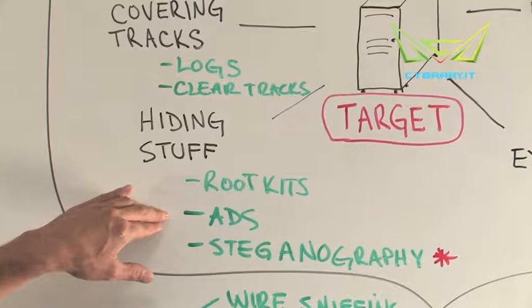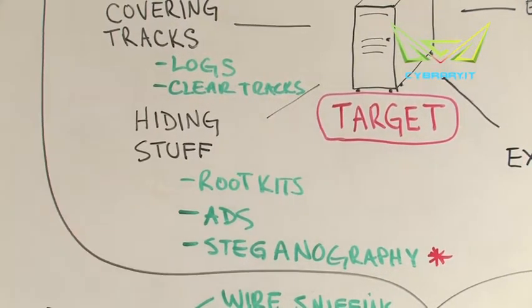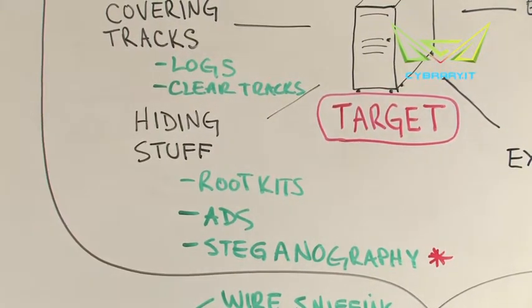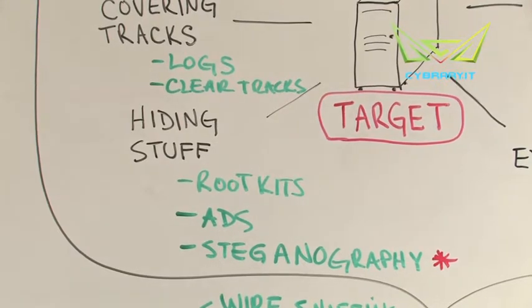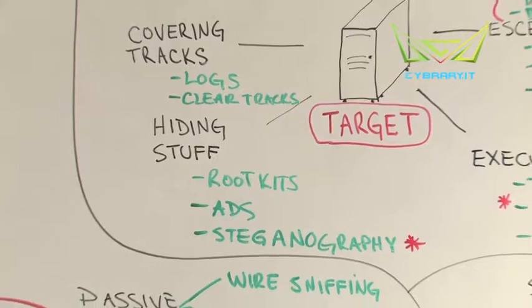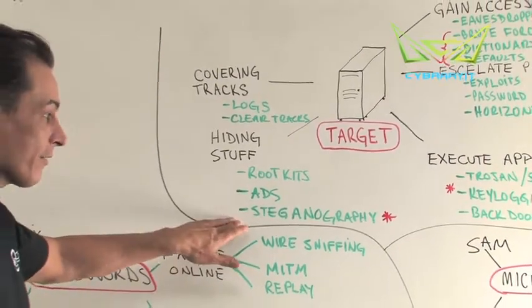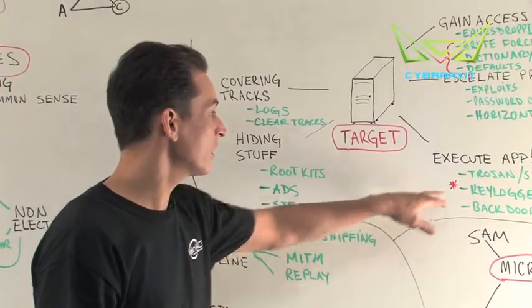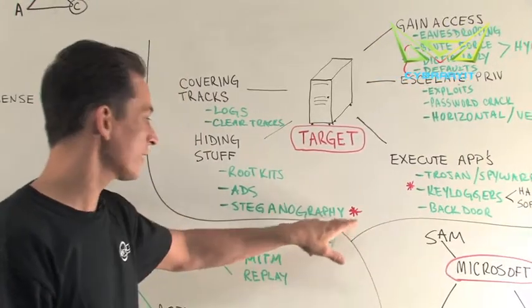This is also where alternate data streams come in. This is such an easy technique to do, but very few people know how to do it. This is something you should be able to do on the fly. Boom, alternate data stream, done. That simple. Steganography. Notice I have some stars next to keyloggers and steganography.